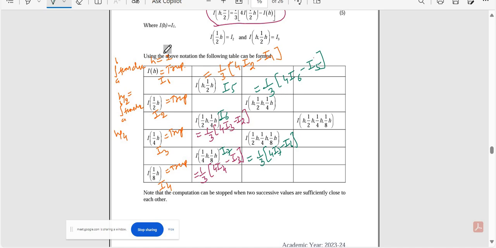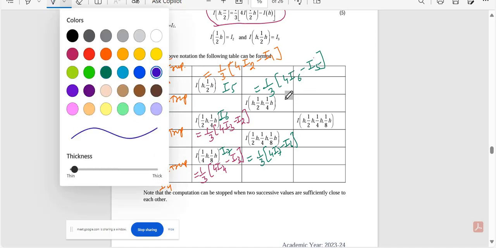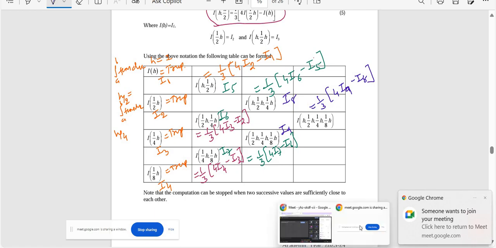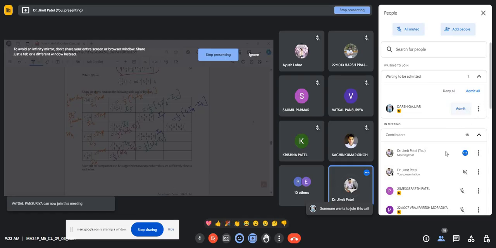Suppose this is your I8 and I9. The same formula will be used for the fourth column, so 1 by 3, 4 times I9 minus I8. Does everybody understand? Any question, any doubt up to here?